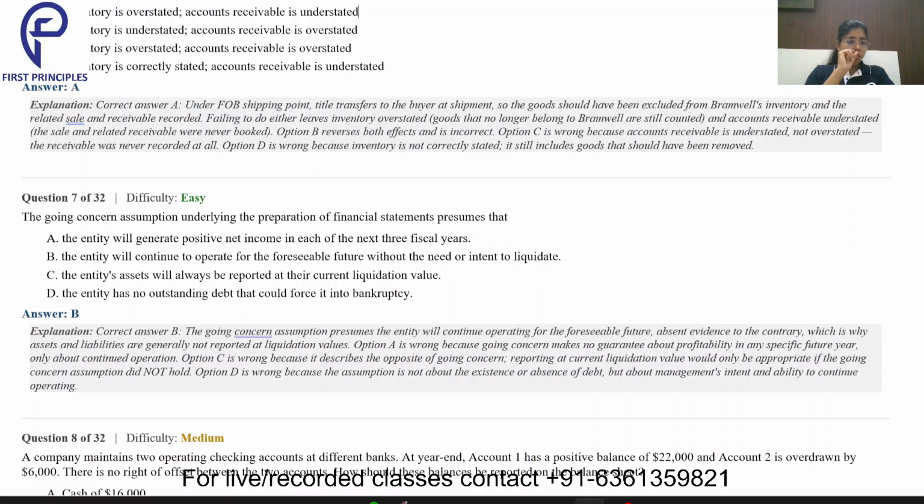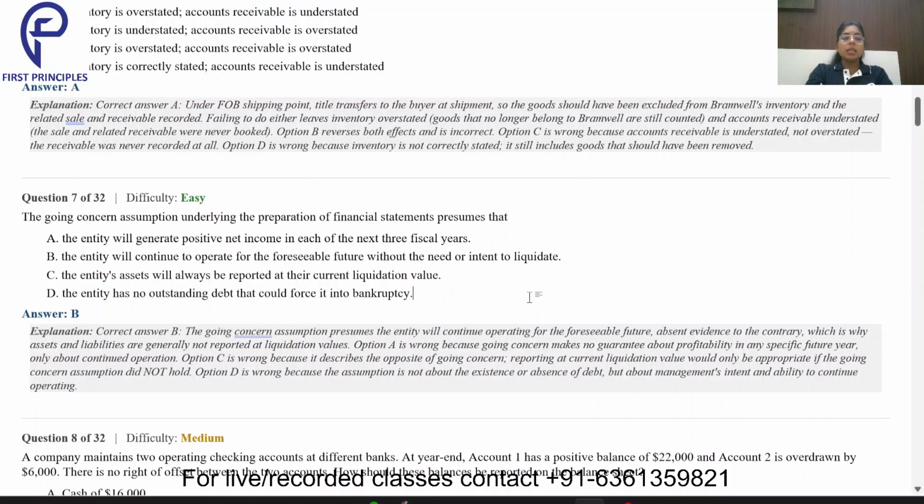Now, what are the options given over here? The entity will generate positive net income in each of the next 3 fiscal years. No. Is it for a particular fixed number of years? No. Then, the entity will continue to operate for the foreseeable future without the need or intent to liquidate. Is this correct? Yes, this is correct, because it is talking about the foreseeable future without the need or intent to liquidate. That is why this option is correct.